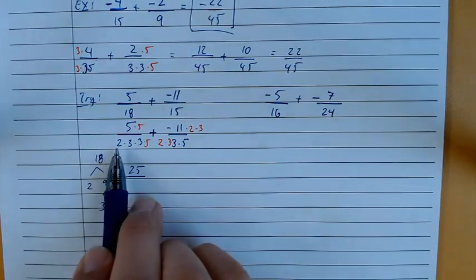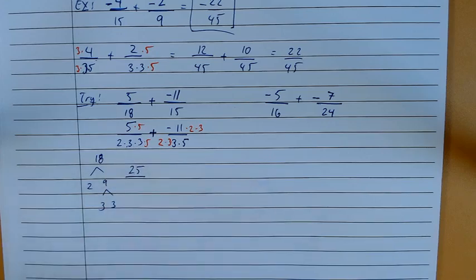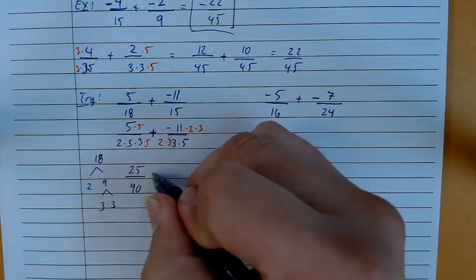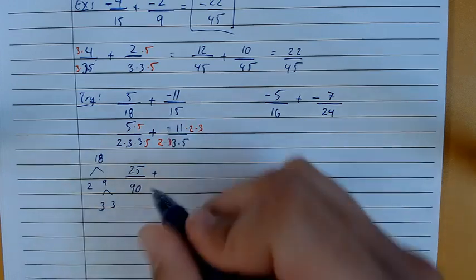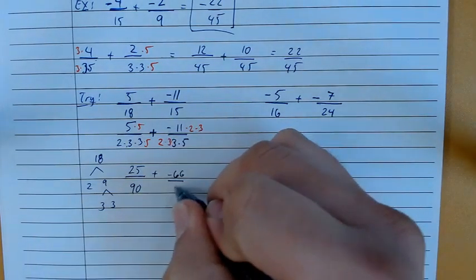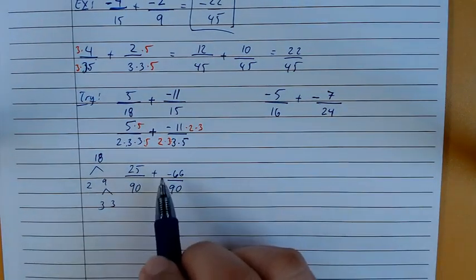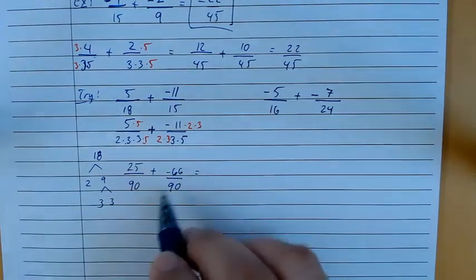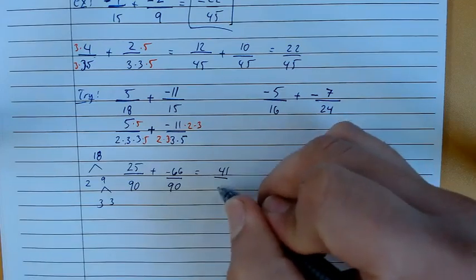over our common denominator. 2 times 3 is 6. 6 times 3 is 18. 18 times 5 is 90. So it's asking us to take 25 over 90 plus, let's see here, 2 times 3 is 6. 6 times 11 is 66. Also over 90. Okay, well, again, if you're adding two numbers that have the opposite signs, you're going to subtract the numbers. Okay, so 66 minus 25. 66 minus 25, that's what, 41 over 90.